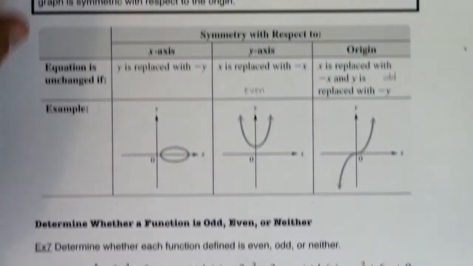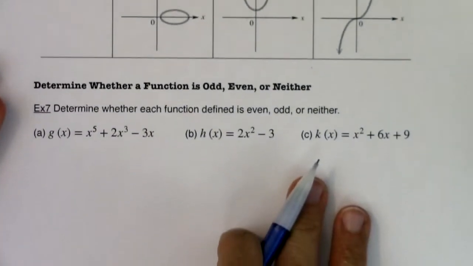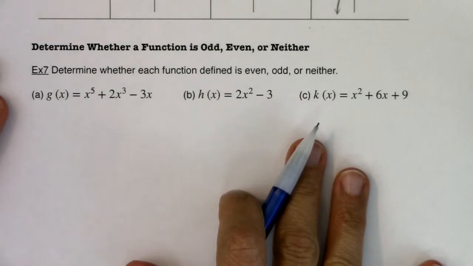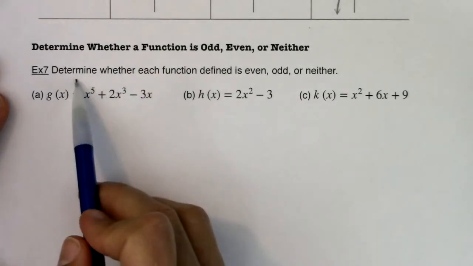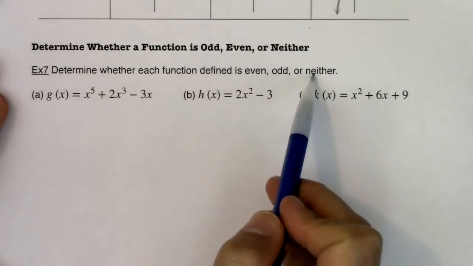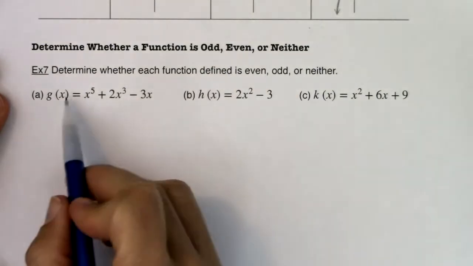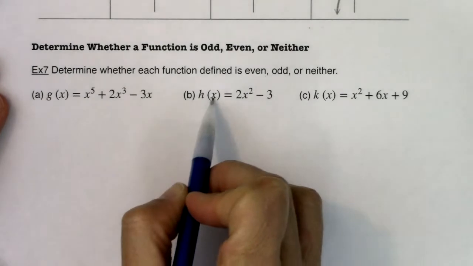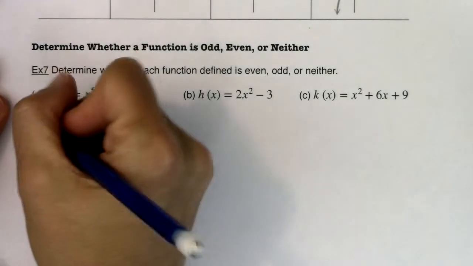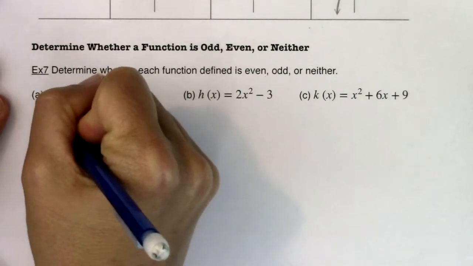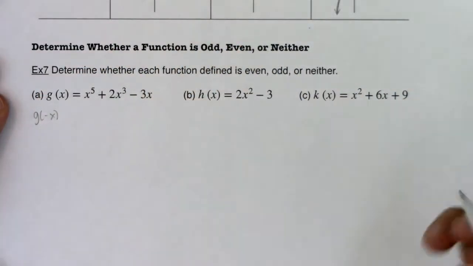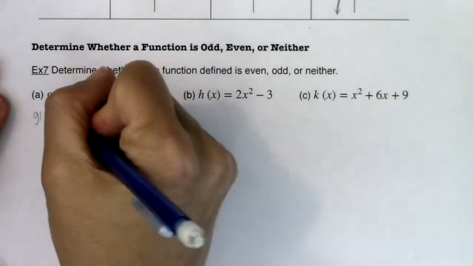All right, so let's scroll to example 7, and I want to give myself some room to work. Here we go. It says determine whether each function defined is even, odd, or neither. For all of these, I'm going to put a negative x into this function and see what pops back out. So let's try g of negative x. I'm also going to try h of negative x and k of negative x, and we're just going to see what happens.